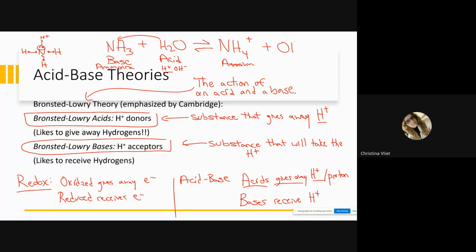And that's what you'll see on the next slide. I just wanted to create it from scratch so you understand what's going on. In the Bronsted-Lowry theory of acids and bases, your base receives H plus and your acid gives away H plus. Now watch what happens. At the end of your reaction, what did you make when you put NH3 in water?